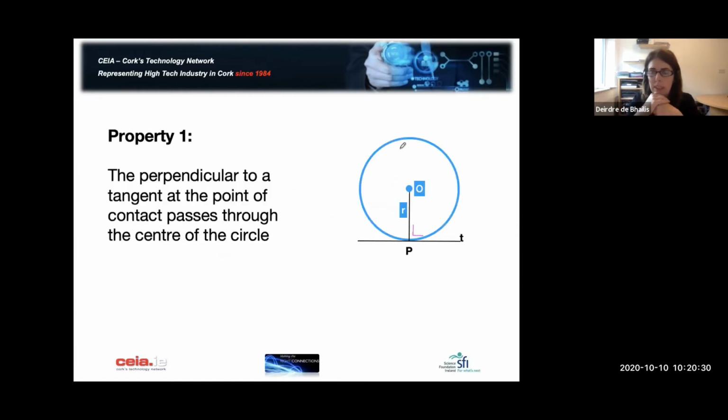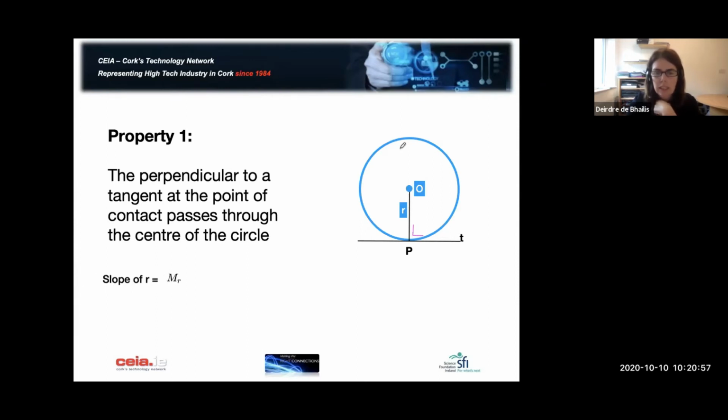This is probably the key one. The perpendicular to a tangent at the point of contact passes through the center of the circle. So what does that mean? That means that the tangent and the radius are always perpendicular to each other. And that piece of information can generally be very, very useful when trying to solve circle questions.